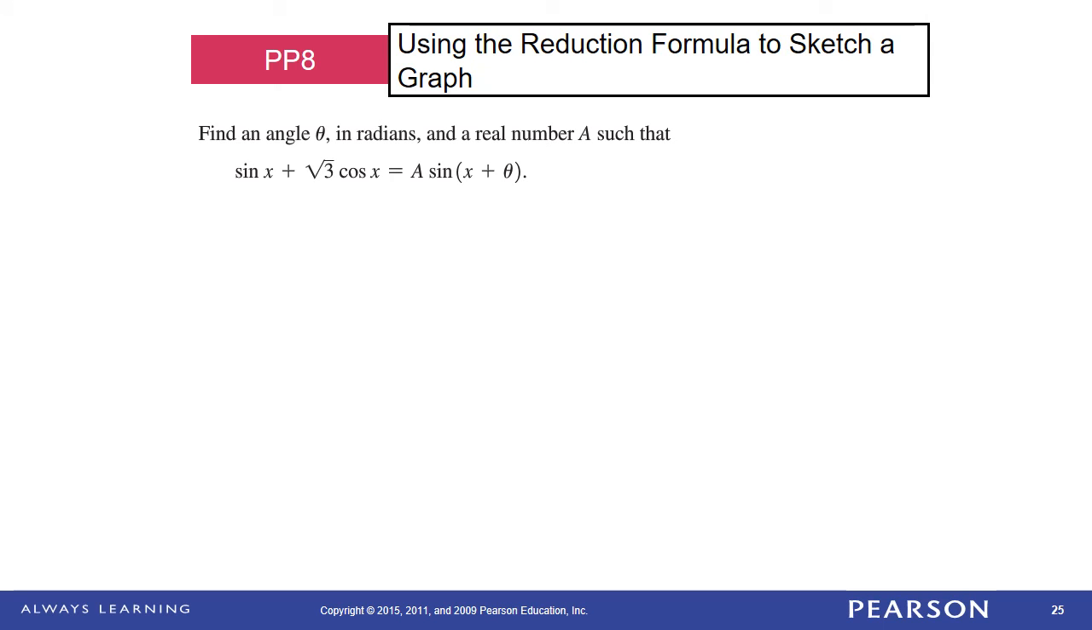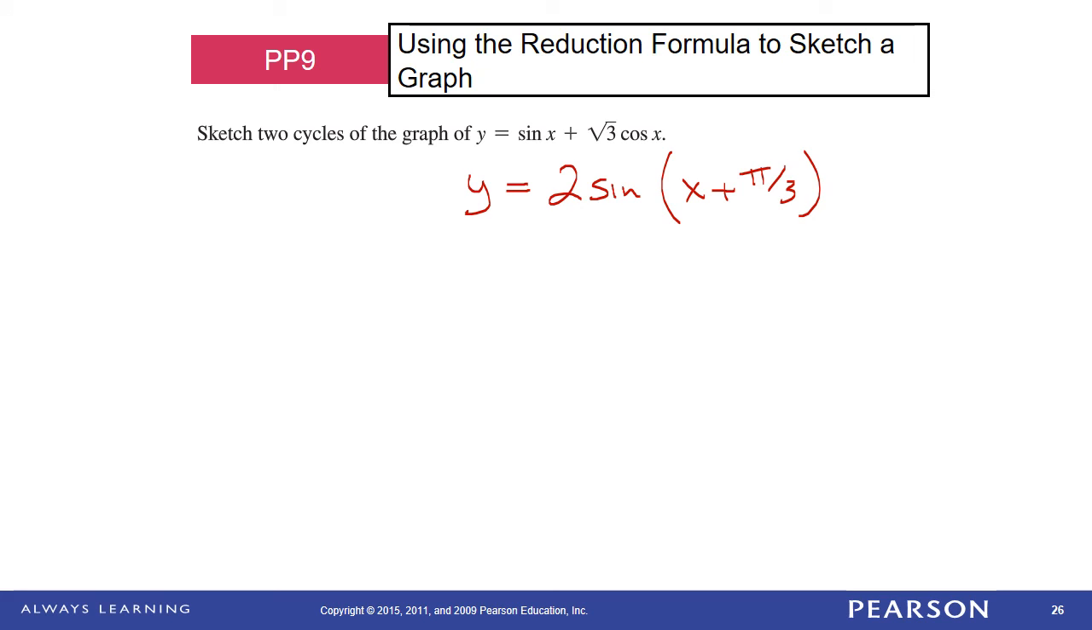Practice problem number 8. It says, use the reduction formula to sketch a graph of this. Cool, okay. So again, it's pretty hard to sketch a graph of sine x plus square root of 3 cosine x. But if we convert it, and again, this is the exact same problem. In fact, practice problem number 9 says sketch 2 cycles of this. So back to practice problem number 8. We know the reduced form looks like this: y is equal to 2 sine of x plus pi over 3.